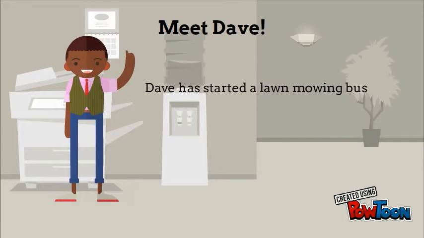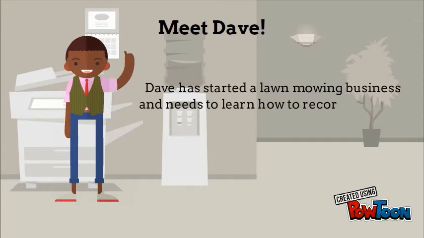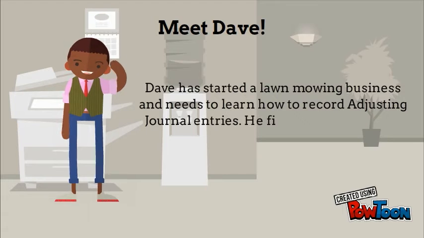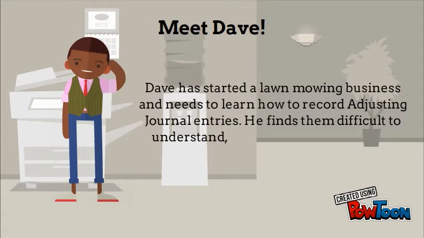Meet Dave. Dave has started a lawn mowing business and needs to learn how to record adjusting journal entries. He finds them difficult to understand. Today, we are going to help him learn.